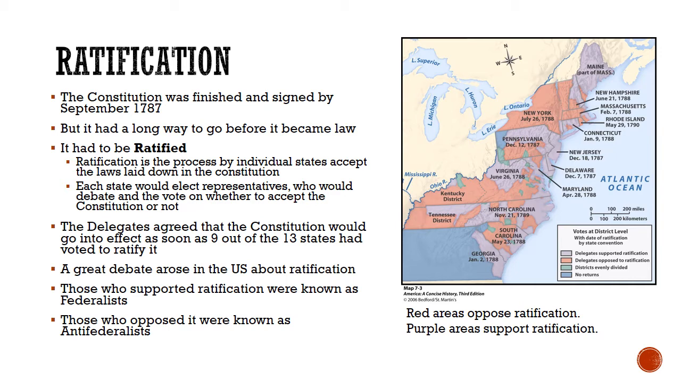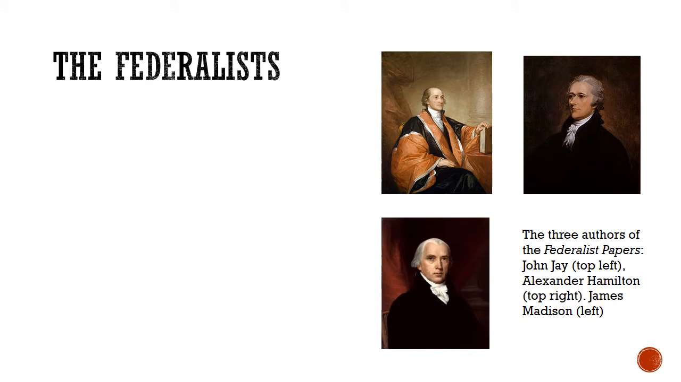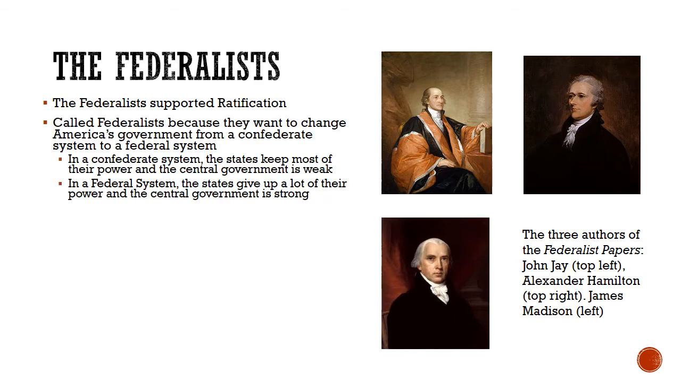So anyway, the Federalists, who were these guys? Well, these were the guys that supported ratification. And they were called Federalists because they wanted to change America's government from a confederal system to a federal system. And so in a confederated system or a confederation, all of the individual states would keep most of their power, and the central government would be really weak. This was the system that the United States already had under the Articles of Confederation.